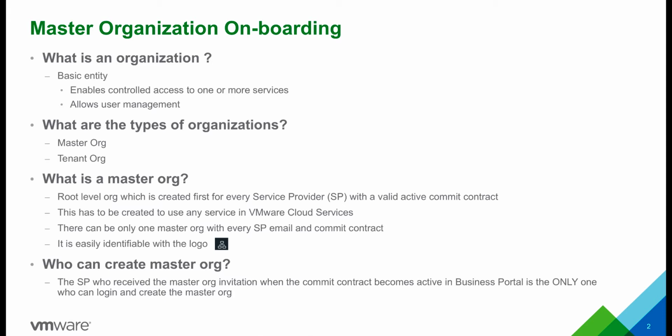Master org is the root level org which is created first for every service provider with a valid active commit contract. This has to be created to use any service in VMware Cloud Service, and there can be only one master org with every service provider email and a commit contract. So there is a one-to-one association with the commit contract as well as the service provider email which was provided in the commit contract. It's easily identifiable with the logo of a tree structure, with the master being the root level. The tenant orgs do not have this logo, so we can distinguish a master org and a tenant org.